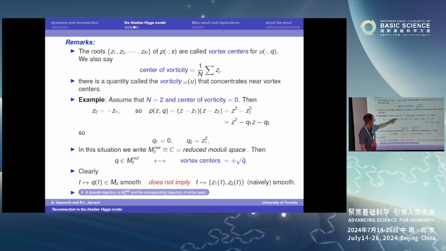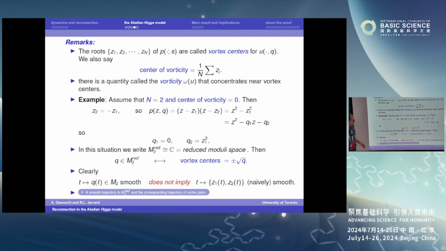So assume that I have only two vortices. I'm in the two-vortex moduli space, and the center of vorticity is 0. Then I have two vortices at locations z1 and z2, but z2 is minus z1 because the center of vorticity is 0. On the one hand, the polynomial with those roots is z squared minus z1 squared. On the other hand, the polynomial P of z, Q by definition is this. I've changed the sign for convenience. So in this situation, when the center of vorticity is 0, Q1 always vanishes, and Q2 is related to the vortex locations in this way: Q1 vanishes, and Q2 is equal to z1 squared, where z1 is one of the vortex locations.